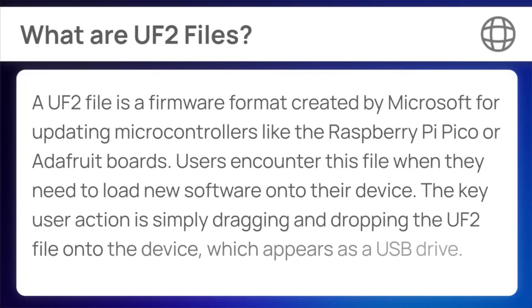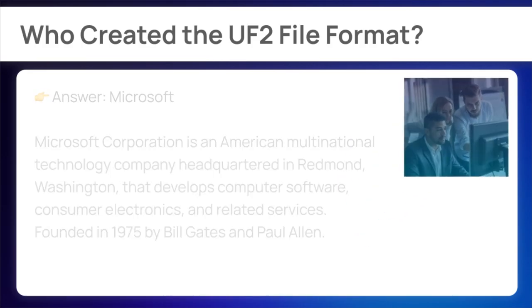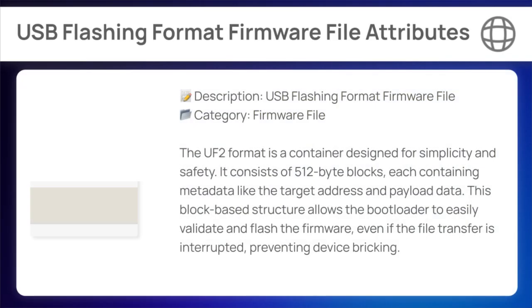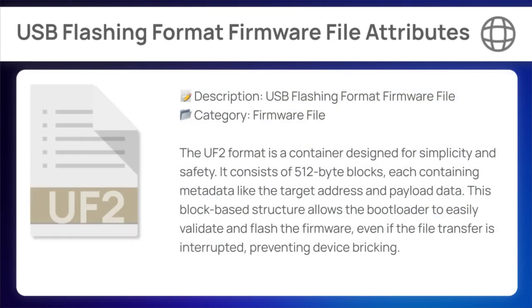A UF2 file is a firmware format created by Microsoft for updating microcontrollers like the Raspberry Pi Pico or Adafruit boards. Users encounter this file when they need to load new software onto their device. The key user action is simply dragging and dropping the UF2 file onto the device, which appears as a USB drive. The UF2 format is a container designed for simplicity and safety.